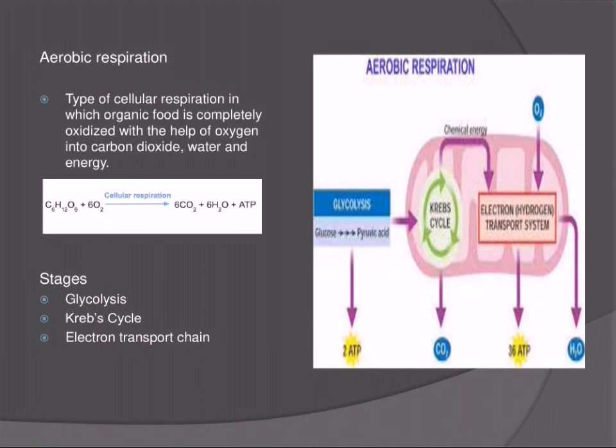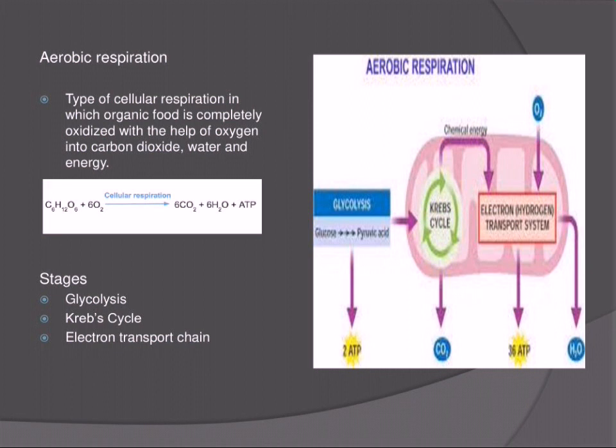First we'll see aerobic respiration. Aerobic respiration is a type of cellular respiration. So it's a biochemical process which is taking part inside the cell. It is the type of cellular respiration in which organic food, that is glucose, which got synthesized during photosynthesis, is completely oxidized with the help of oxygen from the atmosphere into carbon dioxide, water and energy.